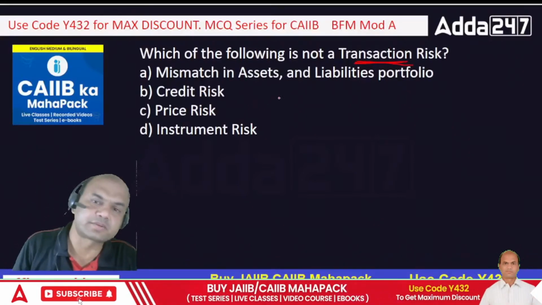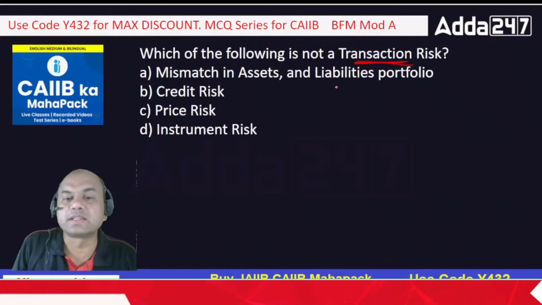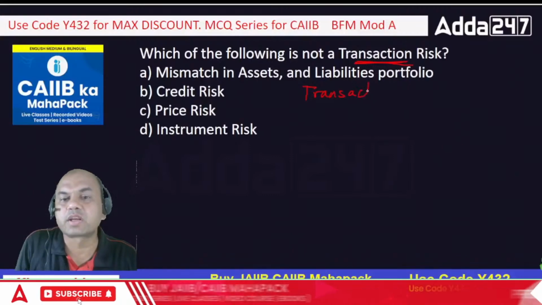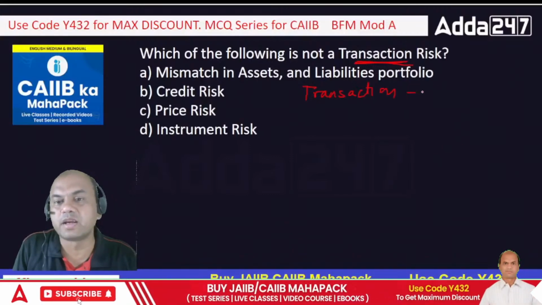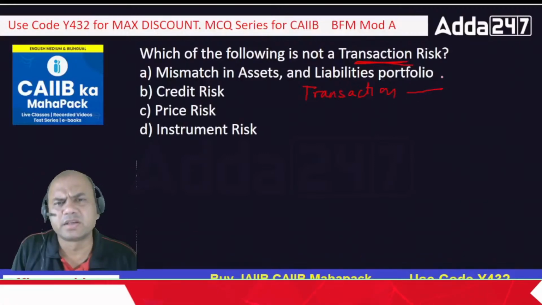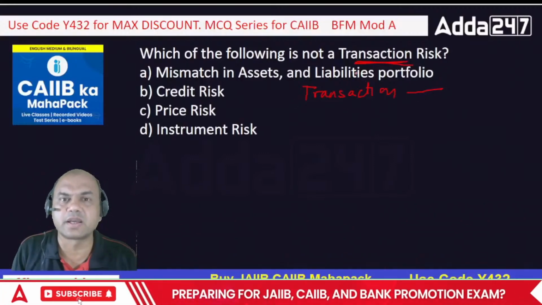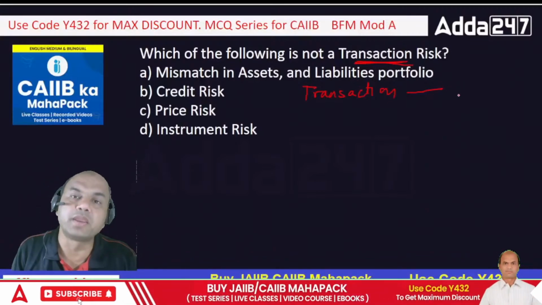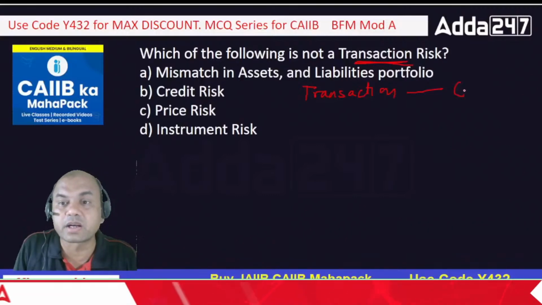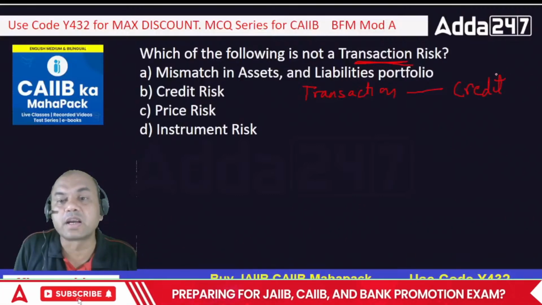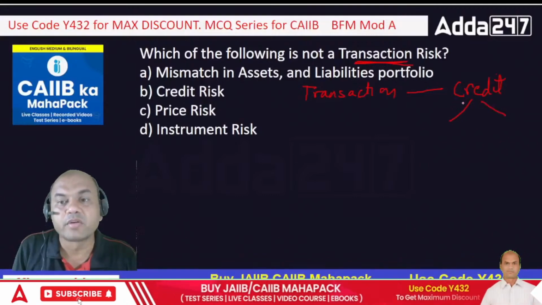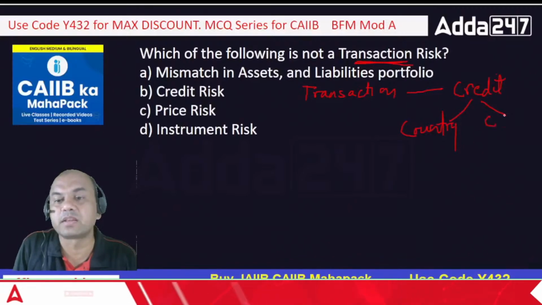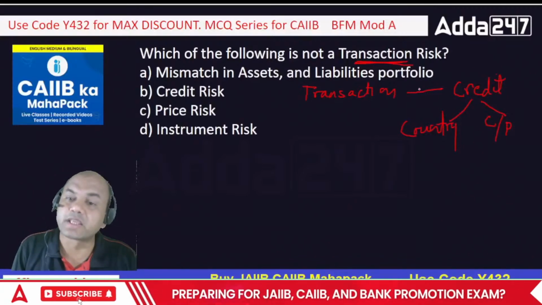Now understand the important part. Transaction relates to what? What can be the failure in a transaction? One, the other party can't pay. It can happen, no? Suppose I do a transaction, I sell something to somebody, and the other party is not able to pay me. That is a part of credit risk. Credit risk is of two types, remember: one is country risk and second is counterparty risk, CP I'll call it. So it can be that also.